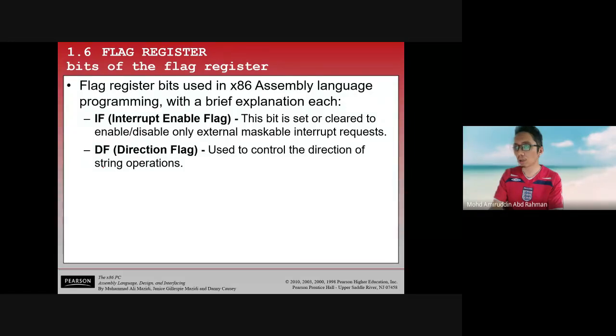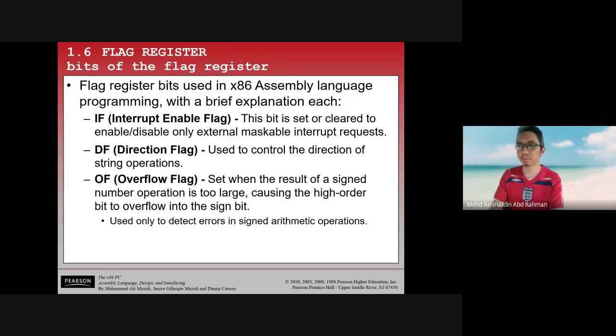Okay, we also have DF, the direction flag, used to control the direction of string operations. And we also have the overflow flag, which is set when the result of a signed number operation is too large, causing a high-order bit to overflow into the sign bit. It is used only to detect errors in signed arithmetic operations.